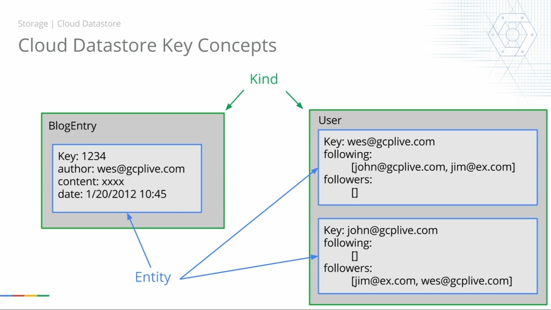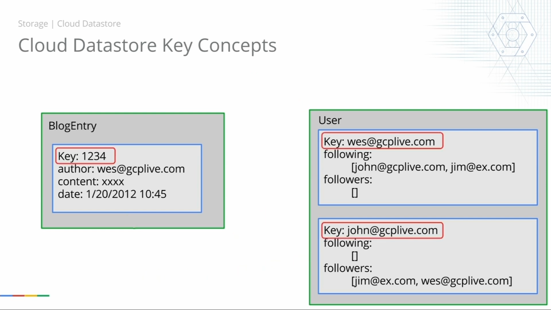The kind is the type of data. So this would be a blog entry, or it would be the users that you have. The entity itself is the actual set of data that is going into the data store. And within that entity, everything has a unique key. So it can either be a number or it can be a value that you assign. And then below that are the author, content, and data, the properties of that data.